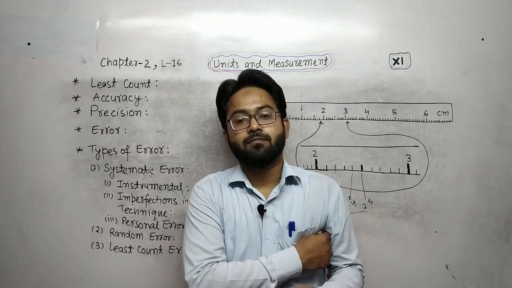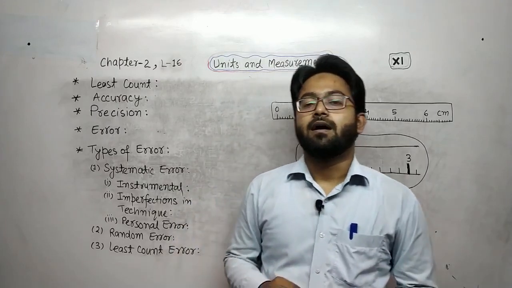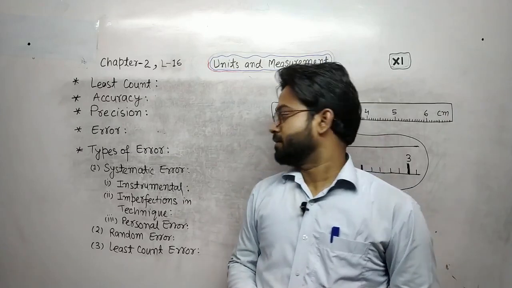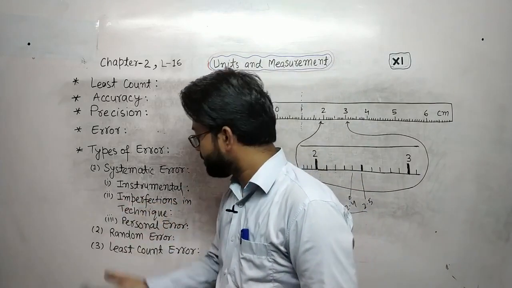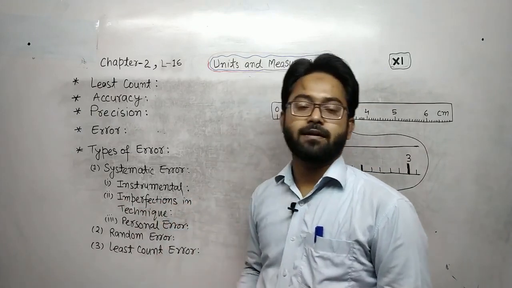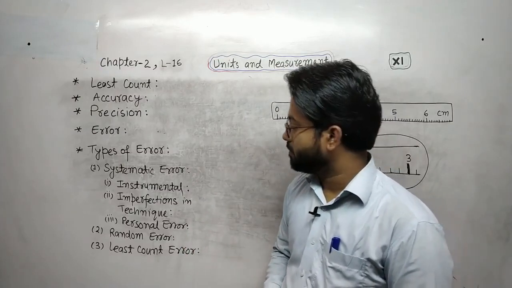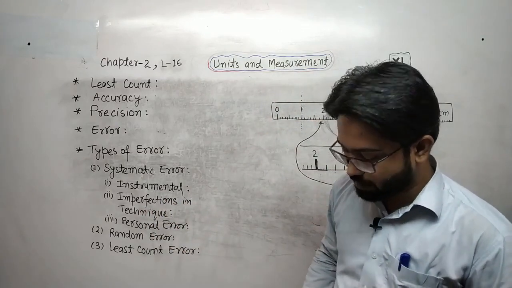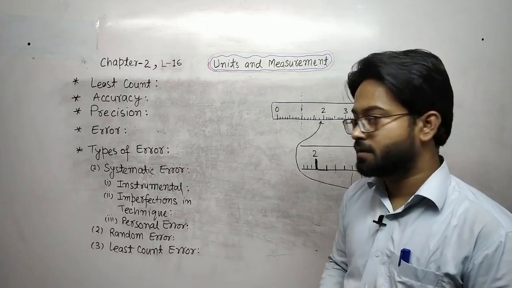The armpit value will be less accurate than the value measured by putting the thermometer under your tongue, because the same measurement is done by different techniques. That means every technique will have different values. That means there may be certain errors.